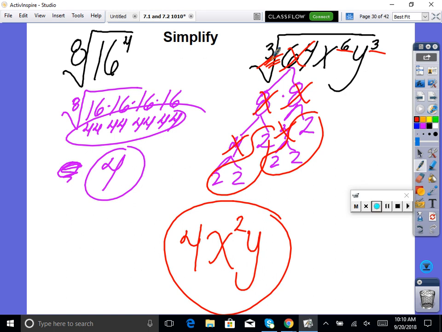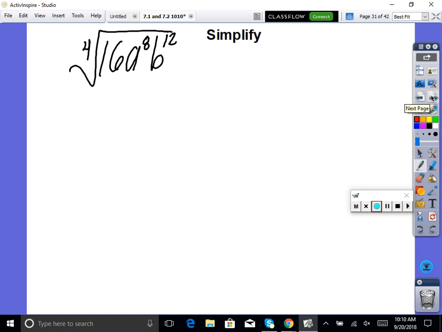Now let's check. Even root? Nope, so we don't need absolute values. Okay, I'm just showing you this one needs absolute values. What's the 4th root of 16?